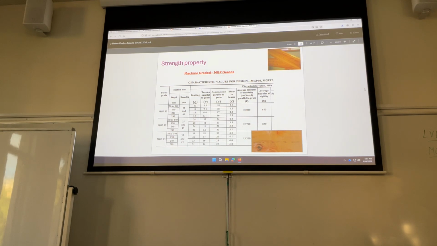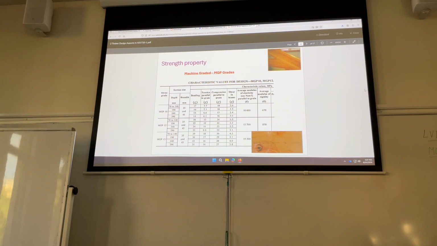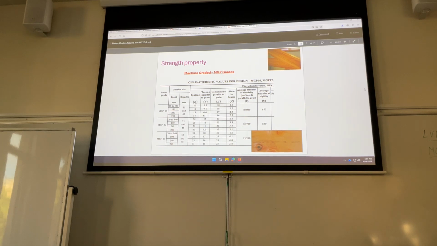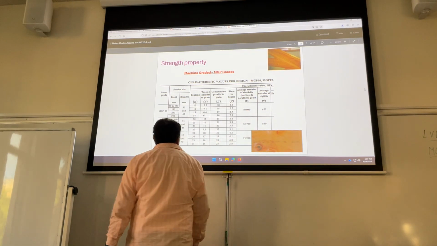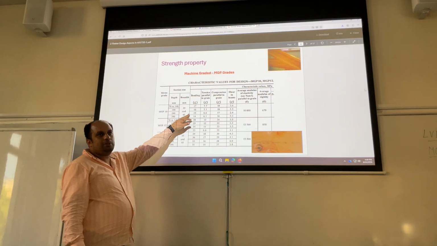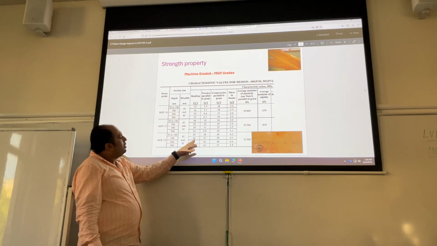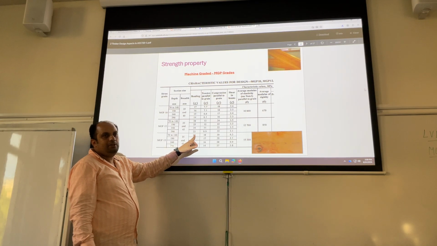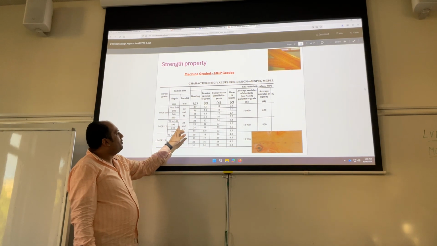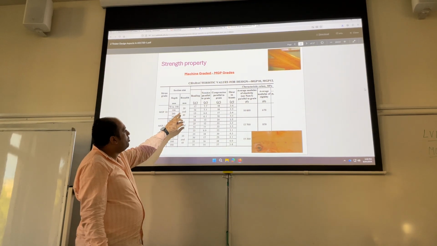Another example of timber is MGP. MGP means machine graded pine. We have MGP 10, MGP 12, and MGP 15. MGP 10 is the lowest one. Can you notice that? For bending, MGP 15 can reach up to 39 in bending capacity, MGP 12 up to 28, and MGP 10 up to 17.